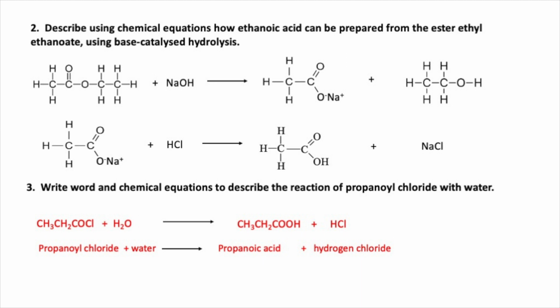Question 3 is asking you to write word and chemical equations to describe the reaction of propanoyl chloride with water. So propanoyl chloride plus water makes propanoic acid and hydrogen chloride gas. So the chemical equation would be CH3CH2COCl plus H2O makes CH3CH2COOH plus HCl. And I could write it in shorthand formula like I've done here, or I could draw the full structural formula to show this equation.